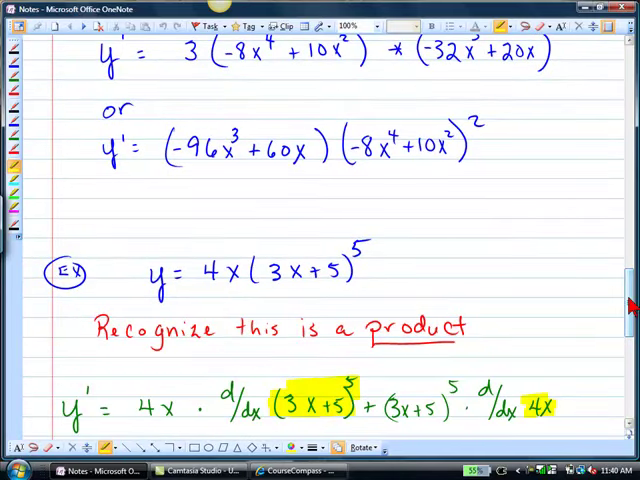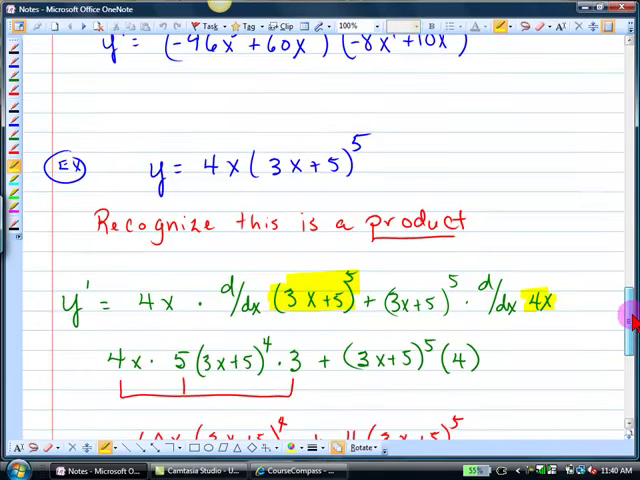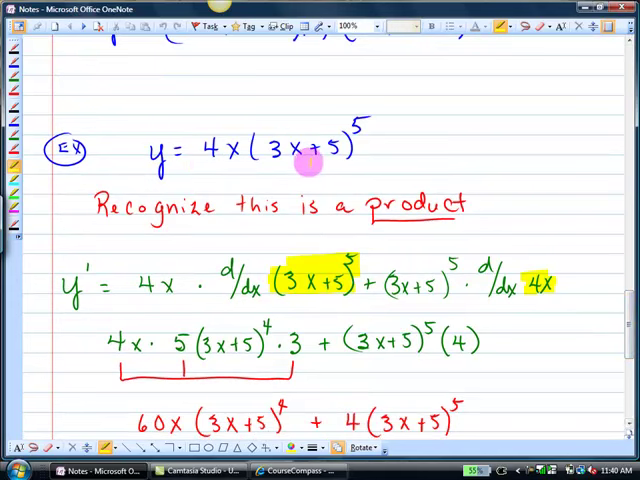All right. On this one, the deal is you have to recognize it as a product. You can't multiply 4x times that thing because it's raised to the 5th. So this is a product. So I went back to writing the roadmap because it helped me to know where I'm going to take the derivative. So I have 4x times the derivative of this thing plus that thing times the derivative of 4x.